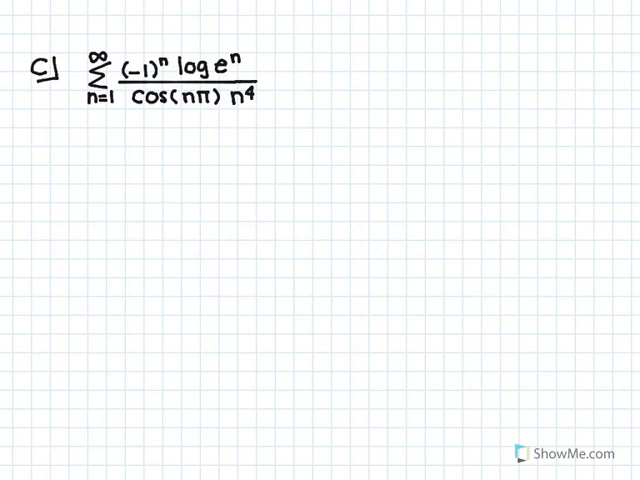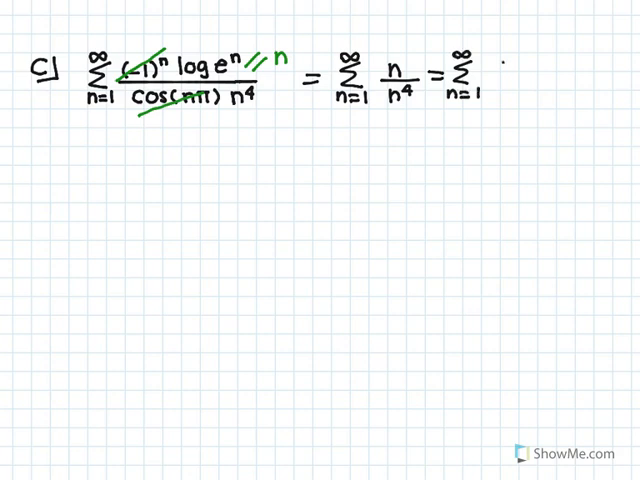All right, let's simplify a bit further. So we have the summation n equals 1 to infinity, negative 1 to the n, times log of e to the n, divided by cos of n pi times n to the 4th. Now, we showed that negative 1 to the n is exactly the same as cos of n pi. We also showed that log of e to the n is equal to n. So when we simplify this, we get the summation n equals 1 to infinity, n divided by n to the 4th. This is equal to the summation n equals 1 to infinity, 1 divided by n cubed.